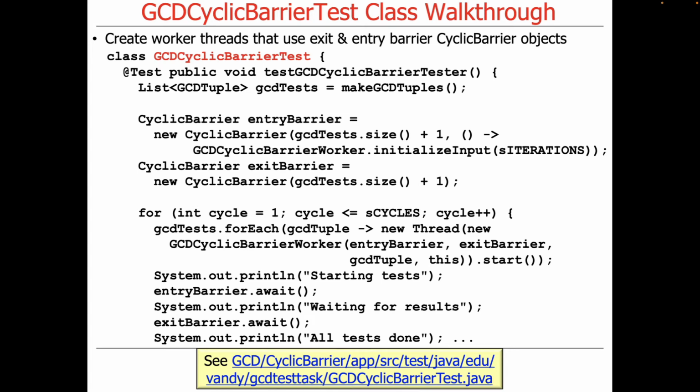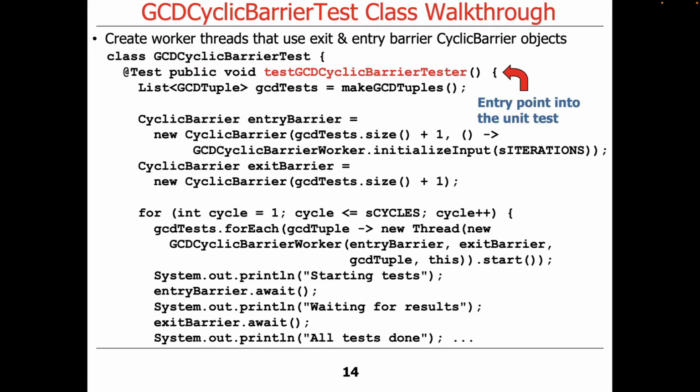So here is the test program. You can see that it's a JUnit test because we have the test annotation up here. You can find the source code in this link. And here's the entry point into this unit test. It's called Test GCD CyclicBarrier Tester. So that should hopefully give you an idea of what it does.